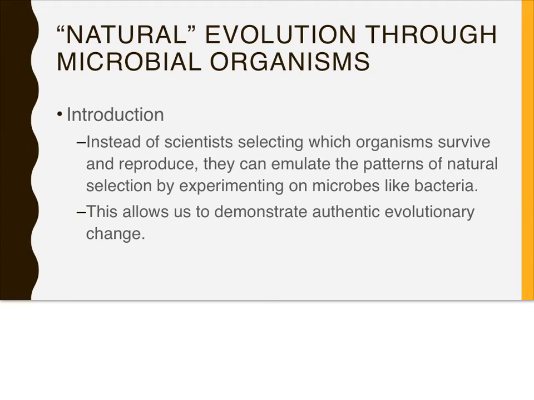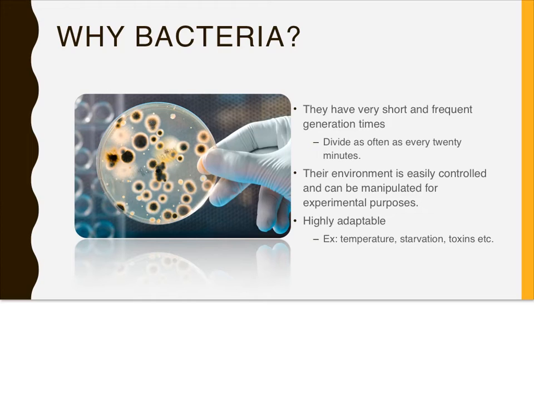Natural evolution through microbial organisms. Instead of scientists selecting which organisms survive and reproduce, they can emulate the patterns of natural selection by experimenting on microbes like bacteria. This allows us to demonstrate authentic evolutionary change. But why choose bacteria? The reasons are as follows. 1. They have very short and frequent generation times. They divide as often as every 20 minutes.